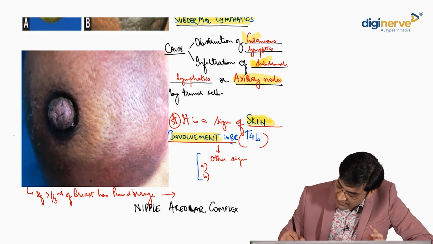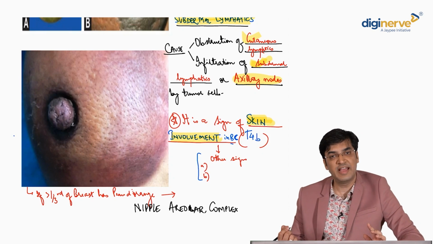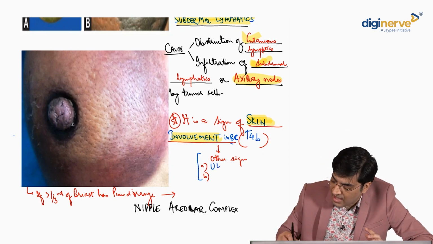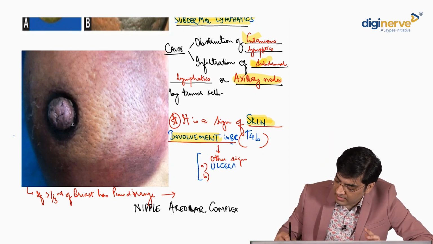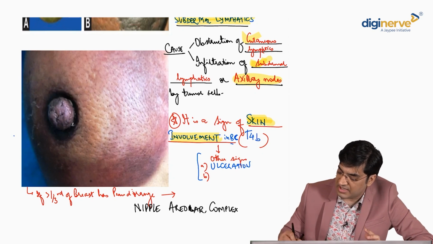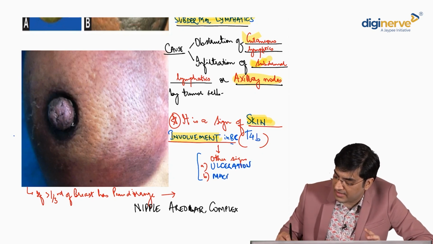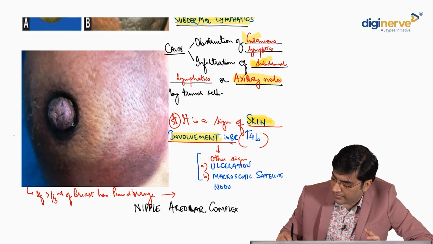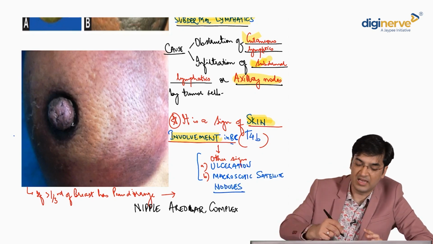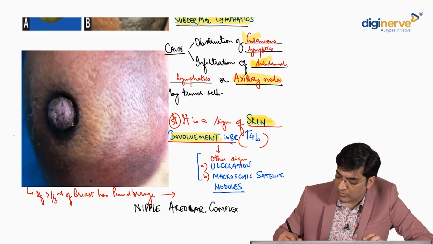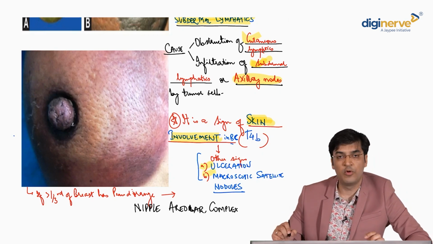Now, along with this, let us read about two other signs of skin involvement. They are ulceration and macroscopic satellite nodules. These two are also signs of skin involvement. When present, the tumor qualifies as T4b.